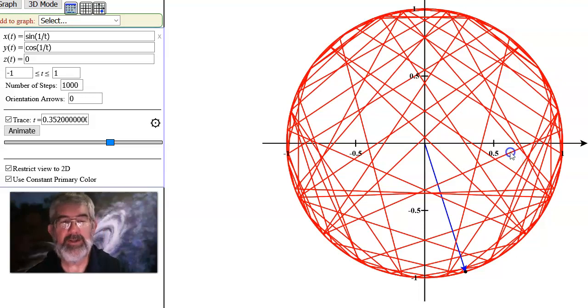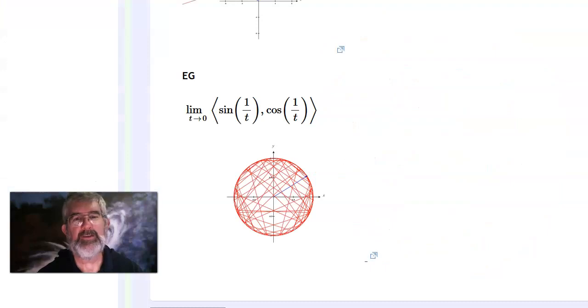There is not a single vector that this gets close to. It keeps moving around and around the unit circle infinitely many times. So anyway, there you go. There's a limit that does not exist. If any one of the components has a limit that doesn't exist, then the whole thing doesn't exist. In this case, for both components, the limits don't exist. So there you go. There's an introduction to limits of vector functions.